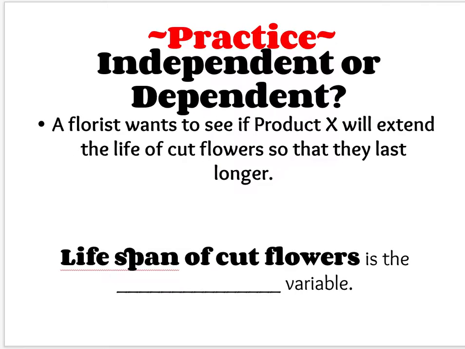So let's practice. Independent or dependent. A florist wants to see if product X will extend the life of the cut flowers so they last longer. The lifespan of the cut flowers, is it the dependent or independent variable? So the lifespan of the flowers depends on the product that they give it. For example, if you have a flower and you give it water, it will grow. But if you have a flower and you give it gasoline, it's not going to grow. So the lifespan of the flowers depends on the product.